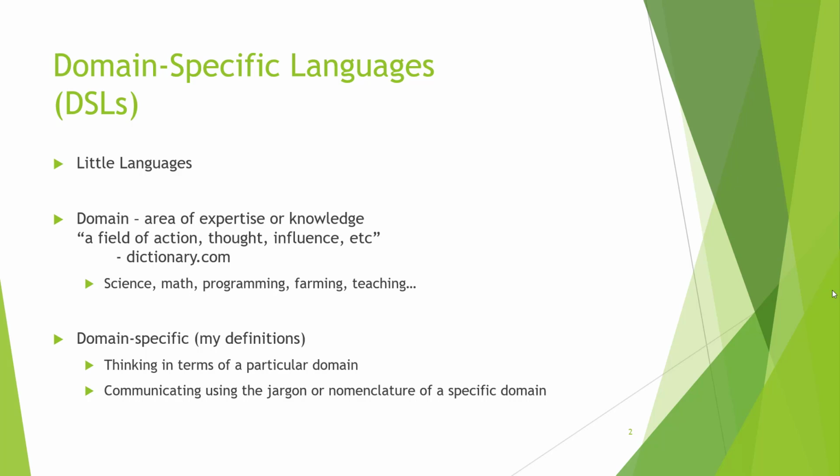Because of that, there will typically be a certain amount of jargon and nomenclature associated with that domain. If you have somebody from one domain talking to a person in a different domain, there's a lot of miscommunication because of the terminology. If you think in terms of a specific domain, then you're tuning your language to the jargon and nomenclature of that domain. So domain specific means thinking in terms of that domain, communicating using that jargon or nomenclature. Does that make some sense?